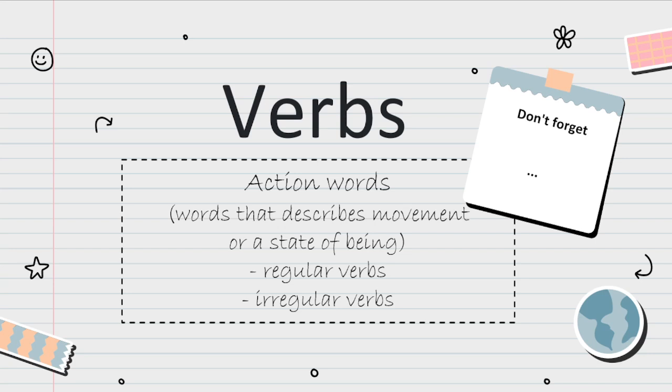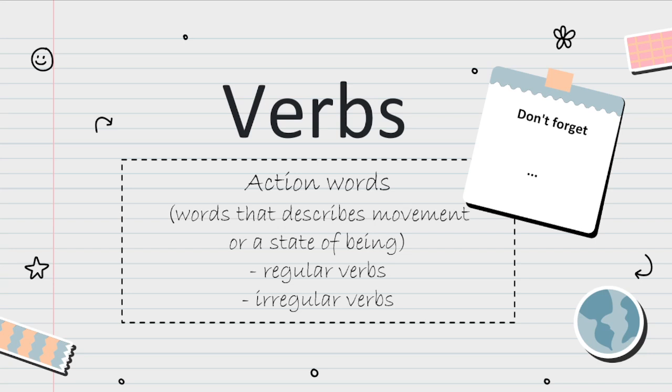Another point to consider, there are two kinds of verbs. We've got our regular verbs, wherein we just simply add d or ed at the end to make the past tense. However, with irregular verbs, this is the part where we do need to memorize because there isn't really a very clear rule about it. So it's best to just memorize it.